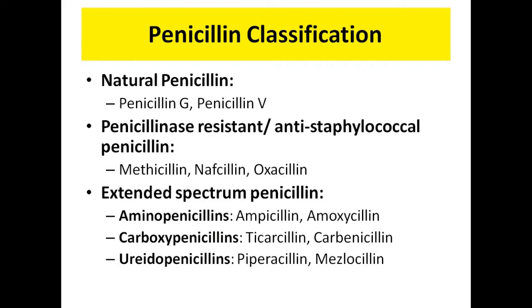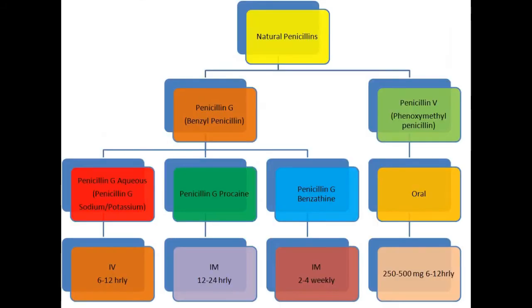But in this video, we'll be just talking about the differences and the similarities of penicillin G and penicillin V. So this chart will help us to understand the differences and the similarities between penicillin G and penicillin V. Both are natural penicillins. They are called natural because they were initially derived from the fungus. Penicillin G is also called benzyl penicillin, and penicillin V is phenoxymethyl penicillin.